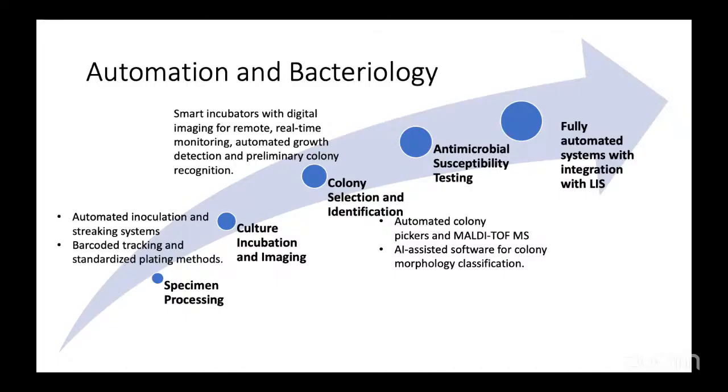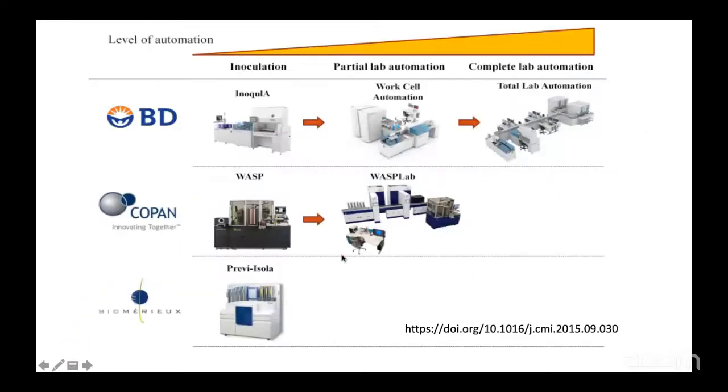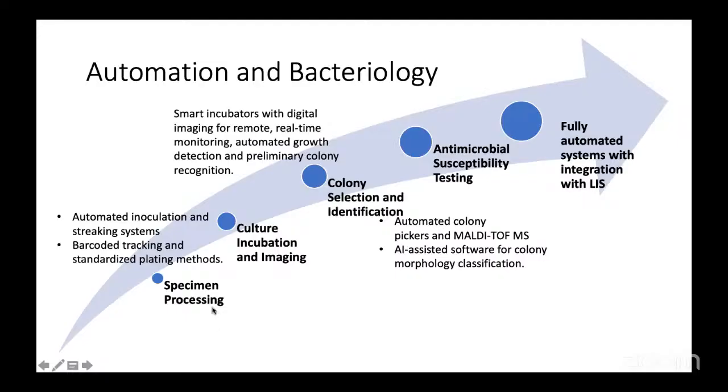So what is so specific about bacteriology? Now, bacteriology, as I said, is a very complex game altogether because there are too many samples, too many types of samples, and too much processing which is involved, as you can see here. Now, what happens is that there is a situation where there is specimen processing. Do you need automation at this level?